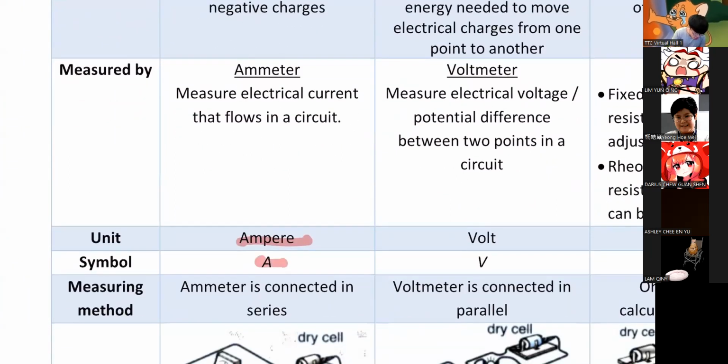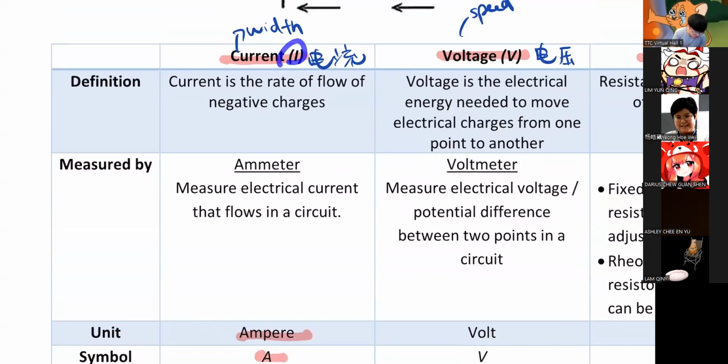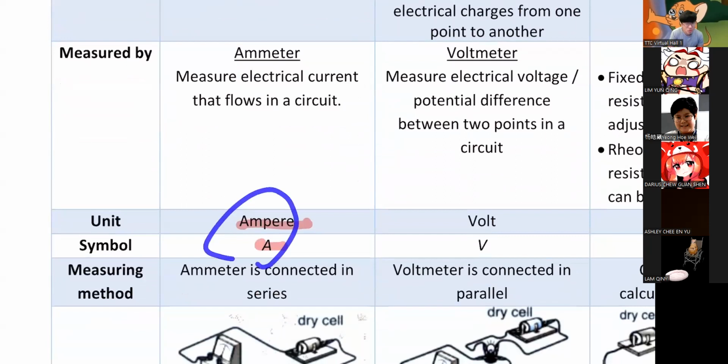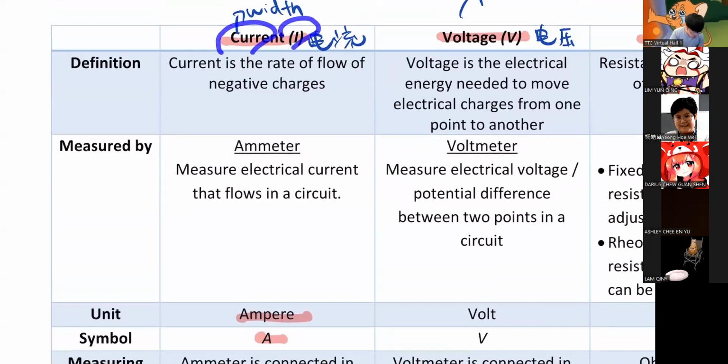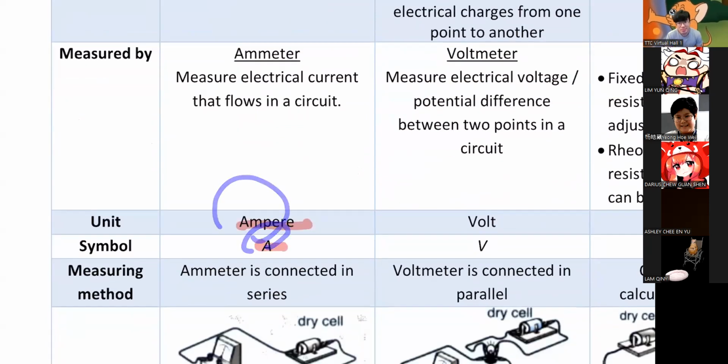You might say, wow, so I got 2 symbols. One is for the quantity, what you are trying to measure. One is for the unit. So don't get confused. Okay, so current we use I, but the unit ampere we use A.